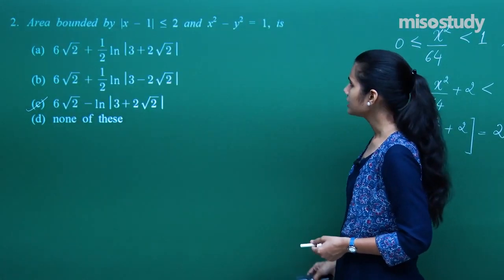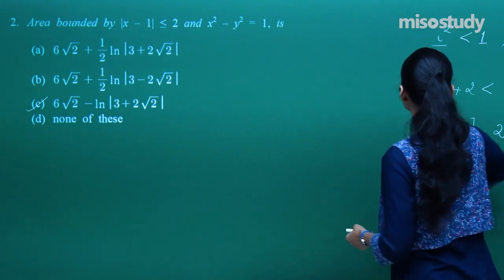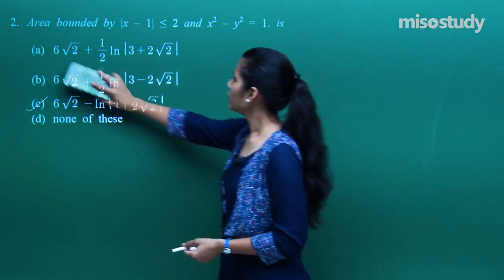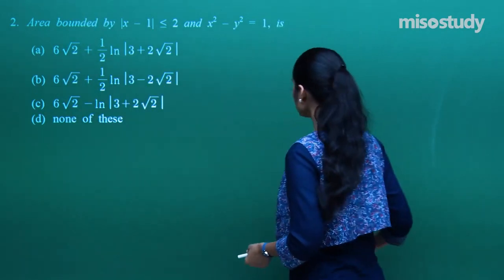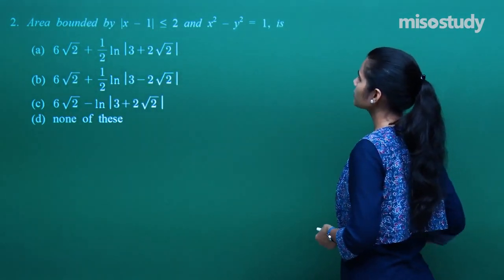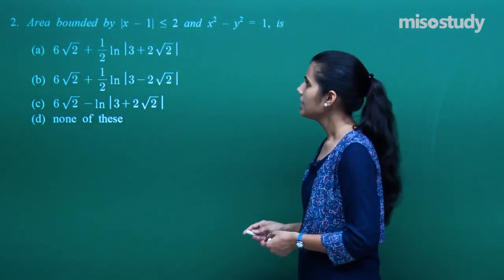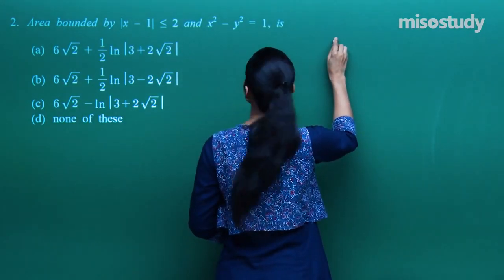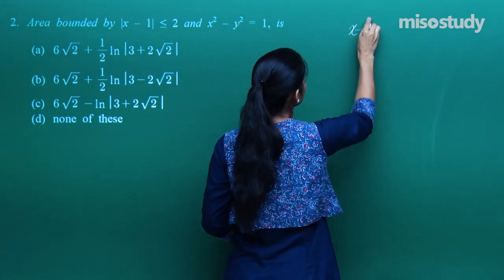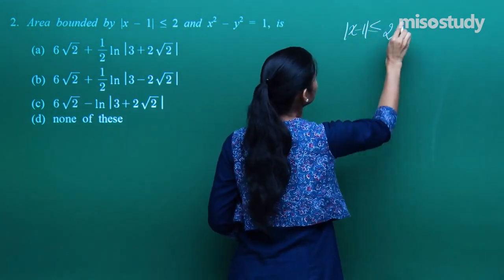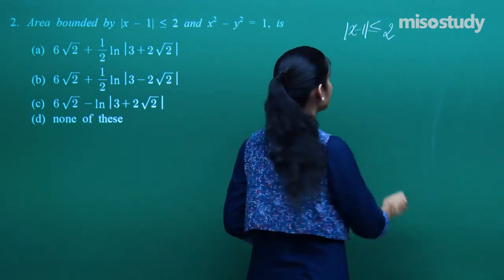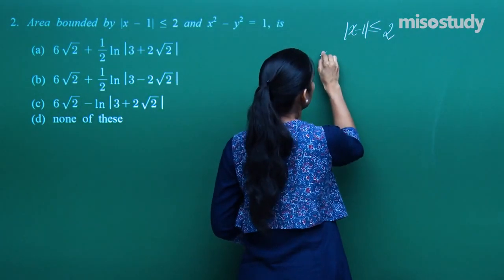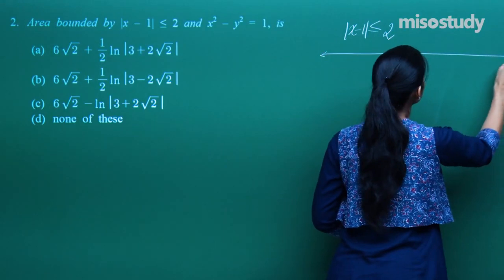Next question says what? Let's see. It is talking about the area bounded by mod of x minus 1 less than or equal to 2 and x square minus y square equals 1. Now here if you try to understand what is this trying to say basically is, if I am saying mod x minus 1 is less than or equal to 2, what is it that I am trying to say? All those numbers whose distance from 1 is less than 2 or equal to 2.